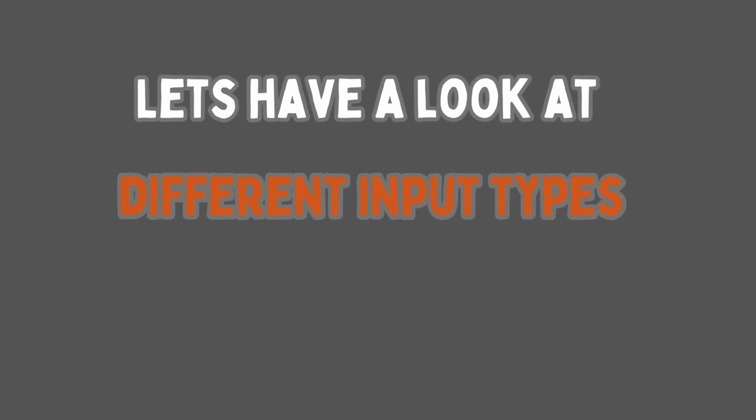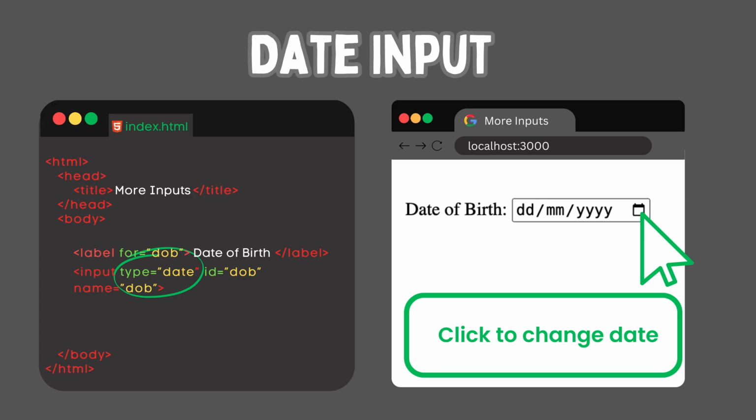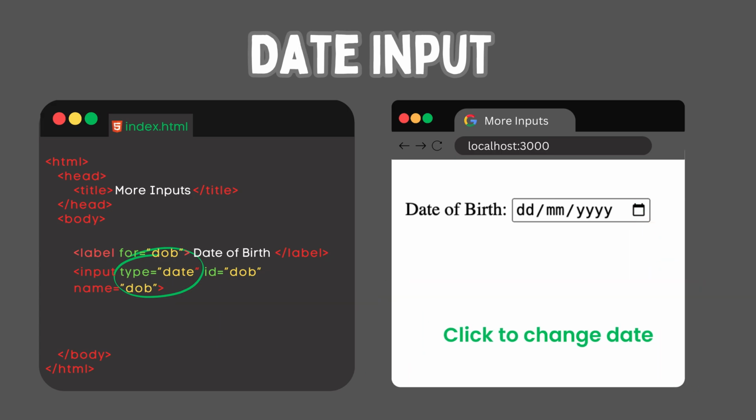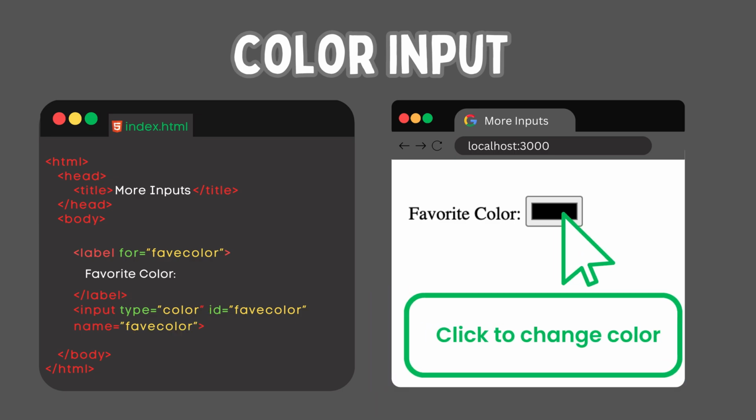Let's take a look at some of the more interesting input types you can add to your forms. The date input, for selecting dates easily. This creates a date picker, making it simple for users to choose a date. Color input, to let users select a color from a color picker, right next to the favorite color label. It's a fun one. Try it out and see the color picker in action.